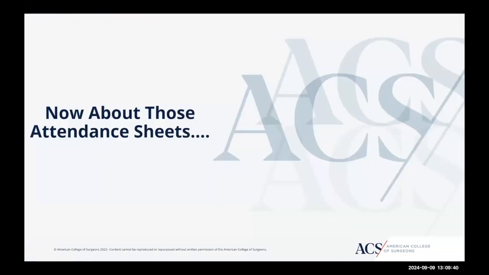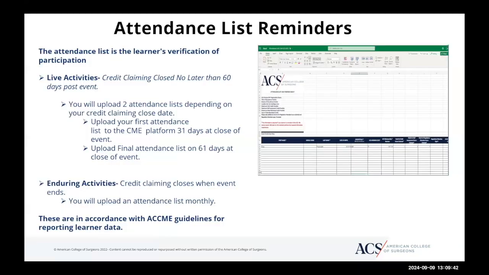And then we want to briefly talk about the attendance sheets. This slide is a reminder about the attendance list. As you all know, the attendance list does verify the learner's participation in the CME activity. For live activities, credit claiming closes no later than 60 days post-event. We do ask that you upload the first attendance list 31 days post-event. The second upload is for people that may not have been captured on the first upload.